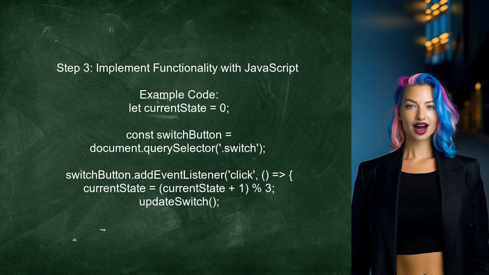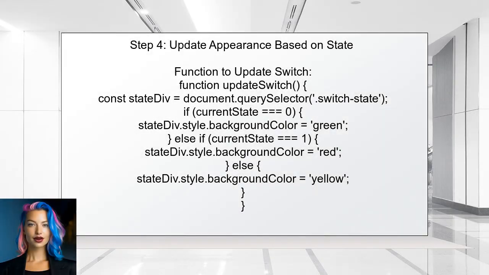Now, the user should implement the functionality using JavaScript. This involves adding event listeners to change the state when the button is clicked. Finally, the user can update the button's appearance based on the current state. This can be done by changing the CSS classes or styles dynamically.